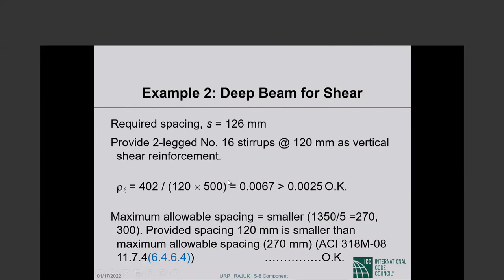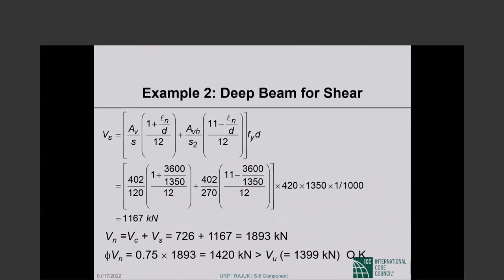That will give us a percentage of 0.0067, which is larger than the 0.0025 minimum that is needed, so that's okay. Maximum allowable spacing is 270, so 120 is totally fine. So we have decided on the vertical and the horizontal shear reinforcement. Now we will make a final check. V sub S from this expression comes to 1167 kilonewtons for the exact vertical and horizontal reinforcement we have provided. So V sub N comes out to 726 concrete contribution, 1167 reinforcement contribution, total of 1893, multiplied by phi, it comes to 1420 kilonewtons, which is larger than the 1399 that we need.